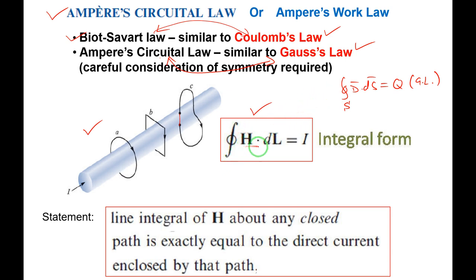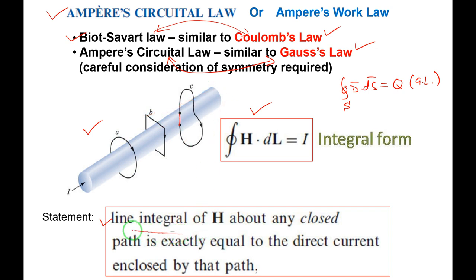Closed line integral of H dot dl is equal to I. In Gauss law it was the total charge enclosed by the surface. Here it is the total current enclosed by the path, path A, path B, path C, right? So the closed line integral of H dot dl is equal to I. The statement goes like this: the line integral of H about any closed path. The closed path may be anything, A or B or C.